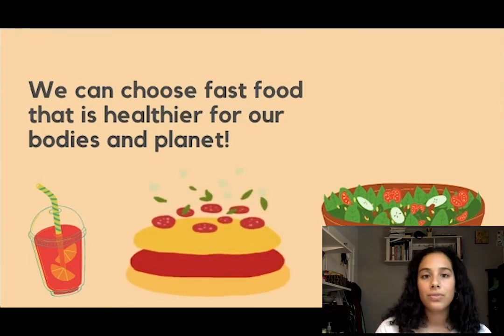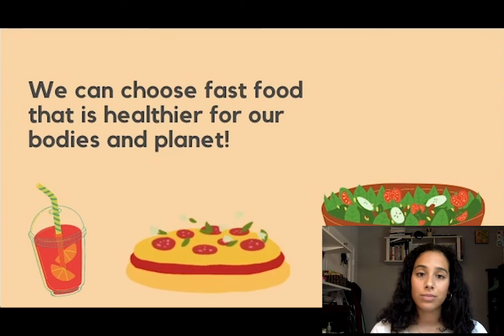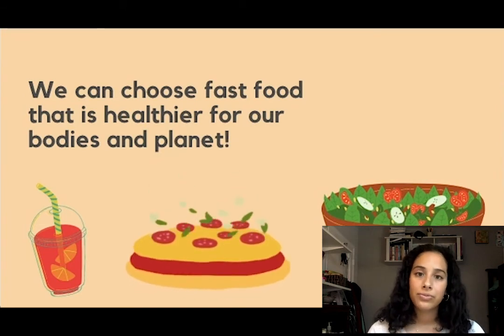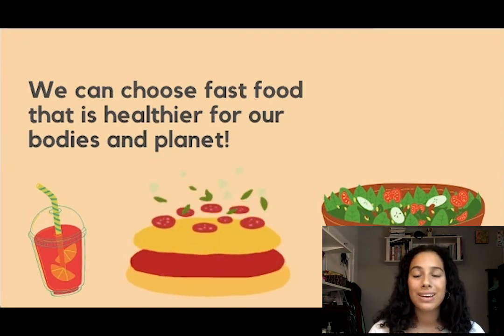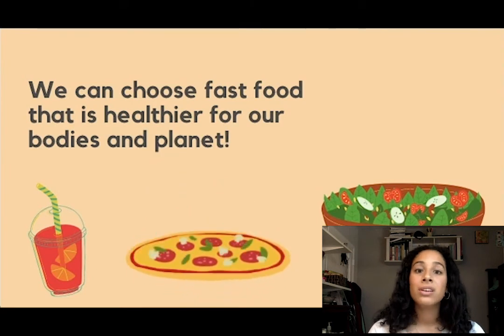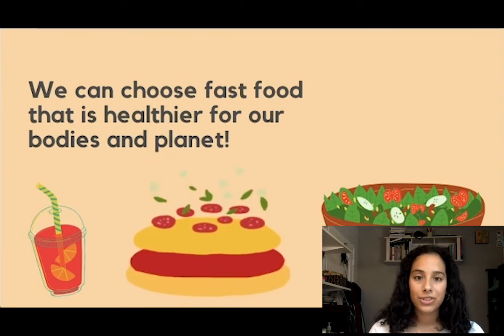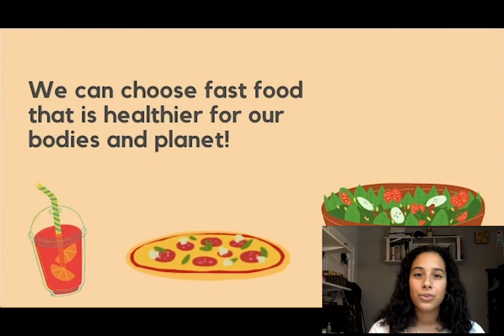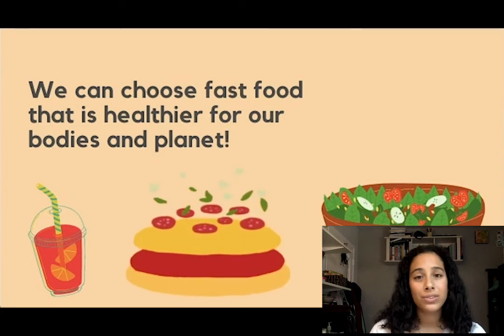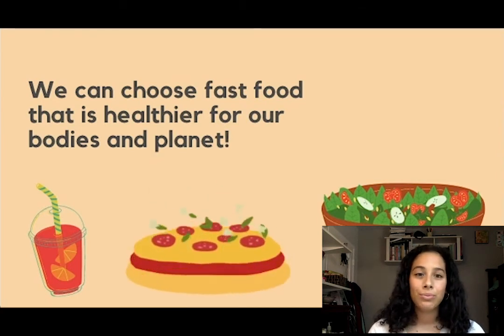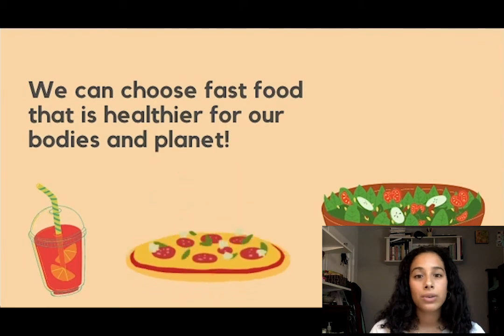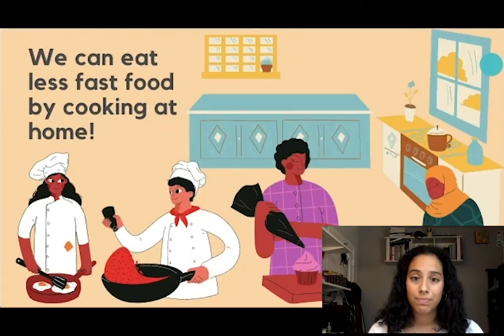Choosing healthier fast food, such as vegetarian options without meat, or dairy-free foods, is a good way to help the planet, as the dairy and meat industry is a large contributor to climate change. We can also choose to buy foods at places where we decide what ingredients go into our food. By doing this, we can have a basic understanding of what ingredients we are putting into our body.